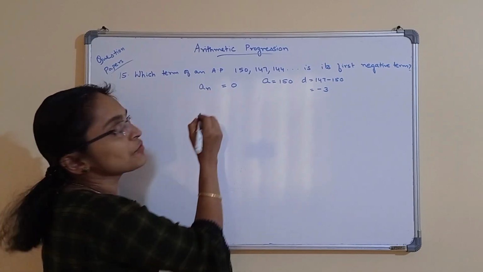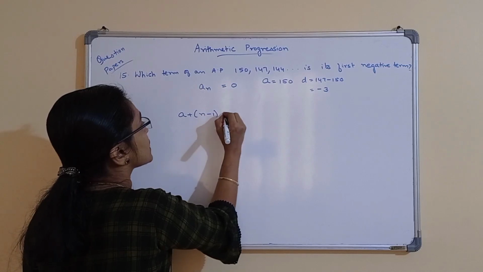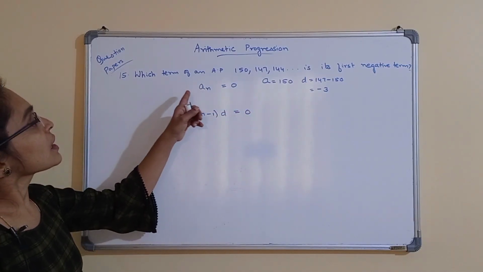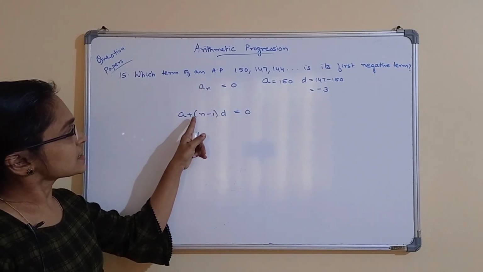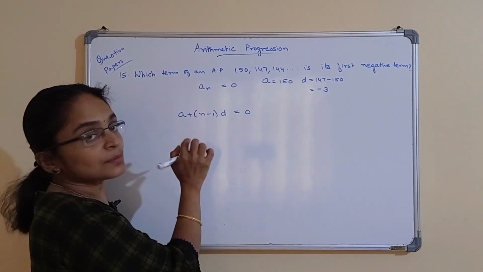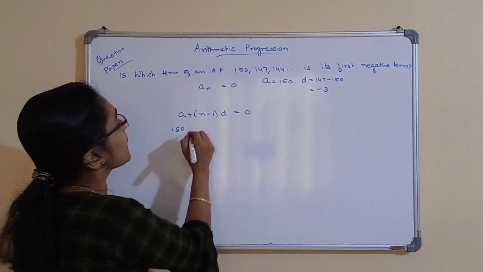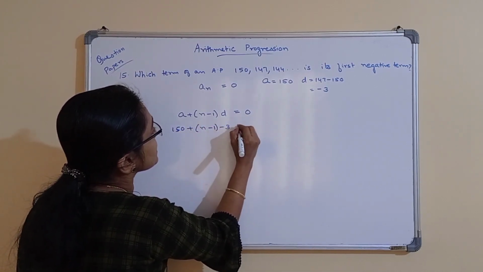And what is the formula for an? It is a plus n minus 1 into d. And that is equal to 0. That is, we are taking the nth term to be 0. That is a plus n minus 1 into d equal to 0. And that means 150 plus n minus 1 into minus 3 equal to 0.